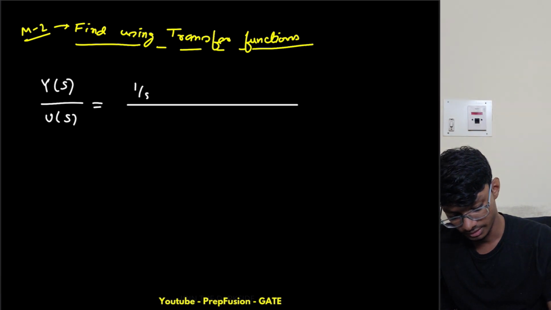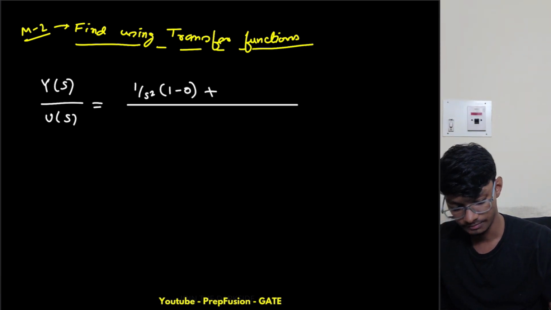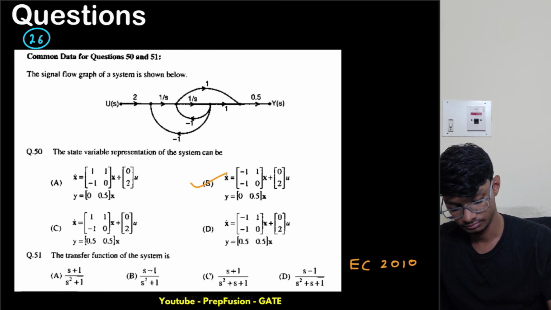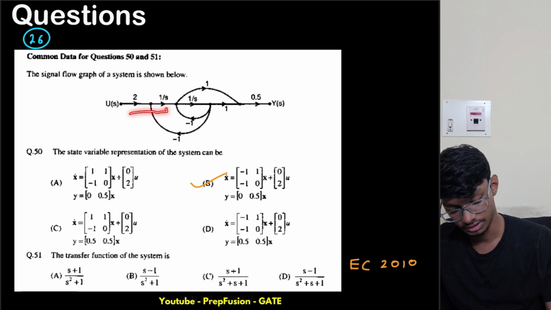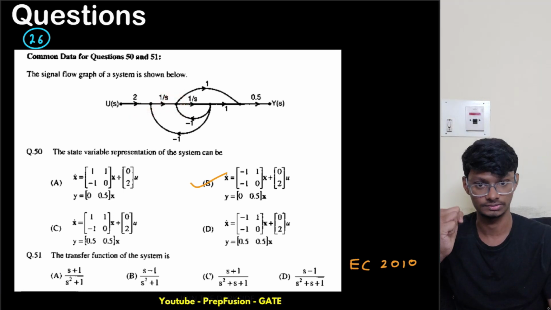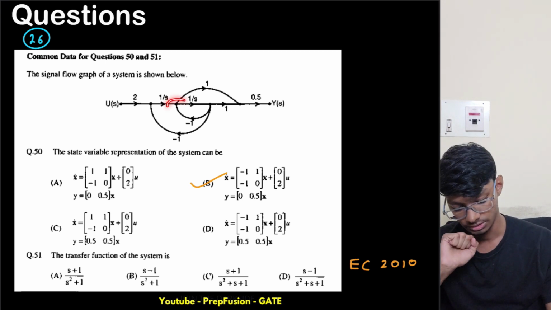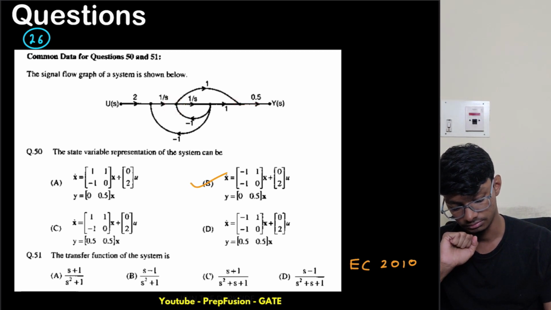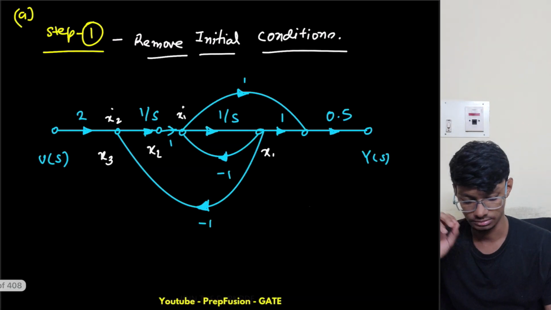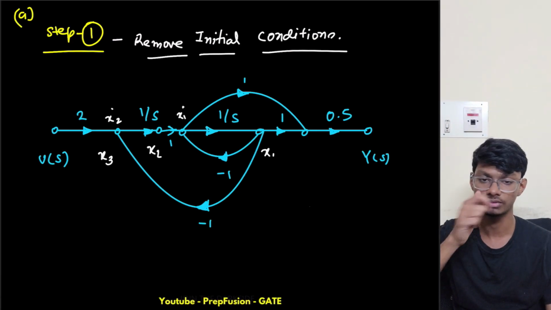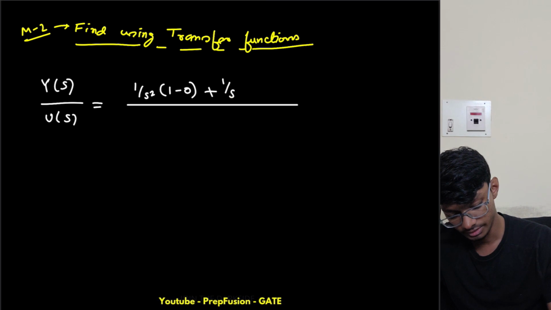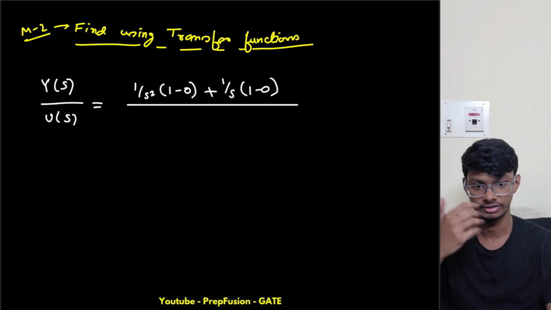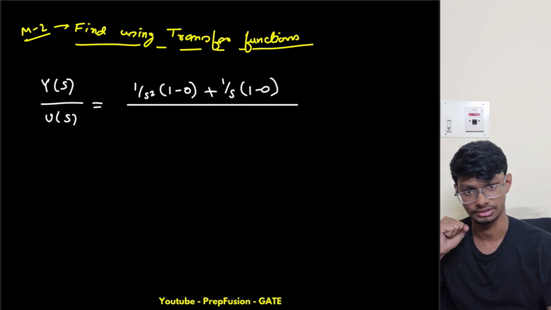So 1 by s square times 1 minus 0, plus the second path. What is this? This is 2 times 1 by s times 1 by 2, so this is 1 by s only. Am I covering all the loops? This node is going out, so I'm not left with any loops, and my associated cofactor will be 1 only. So this is 1 by s times 1 minus 0. I hope you can do it by yourself. You don't need to take my help, right? This should be in your grip.